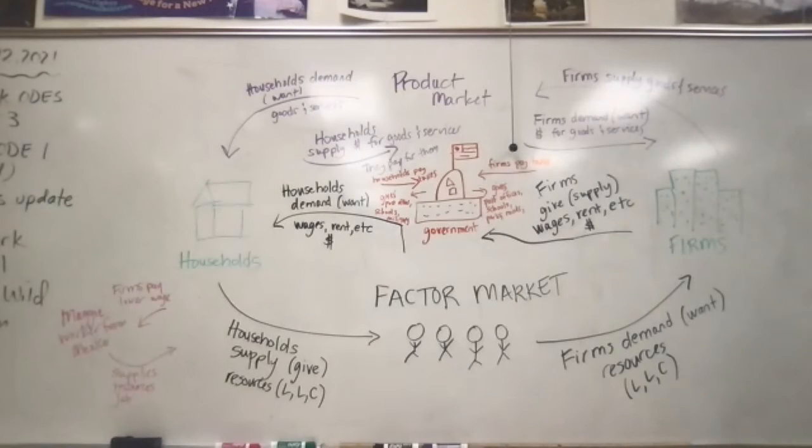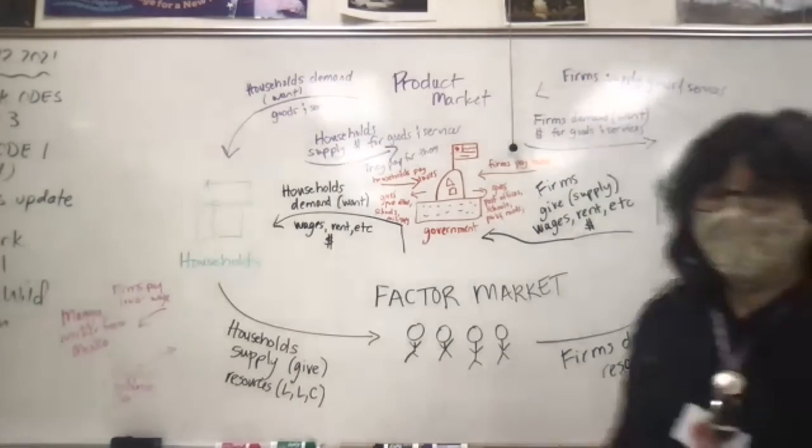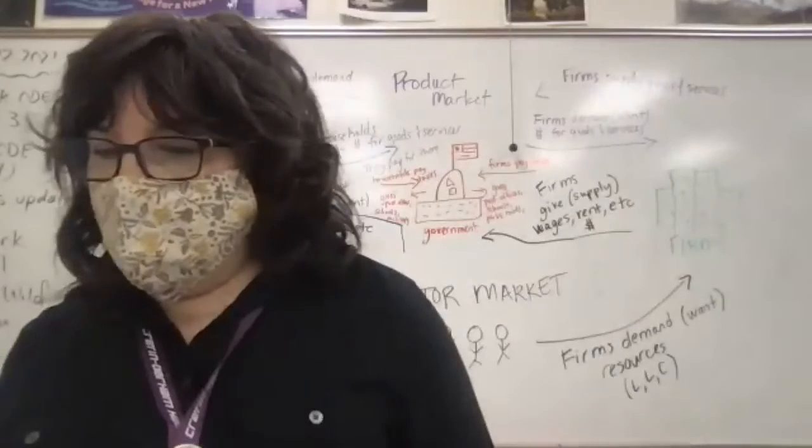So when I say flow or circular flow, it's a circle, and basically it's an exchange. I give you something, you give me something. I demand this from you, you supply it. You demand this from me, and I supply it back. Now it looks like a whole lot of gibberish on this board, right? Hopefully yours looks better than mine.